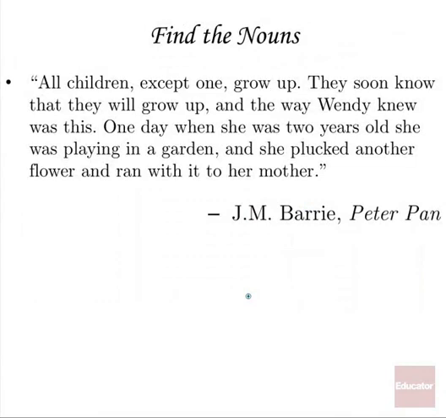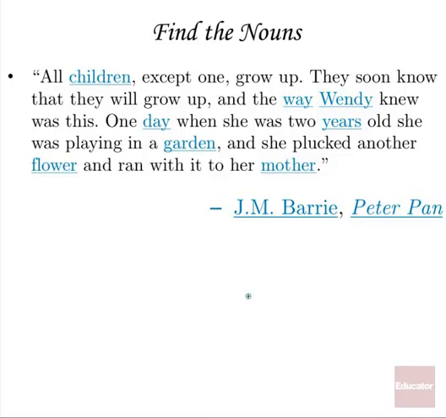All right, let's do a little practice to begin with. See if you can identify the nouns in this passage. This is from the beginning of J.M. Barrie's book, Peter Pan. All children except one grow up. They soon know that they will grow up, and the way Wendy knew was this. One day, when she was 2 years old, she was playing in a garden, and she plucked another flower and ran with it to her mother. Take a good look. See if you can identify all the nouns. Pause the video if you need to.